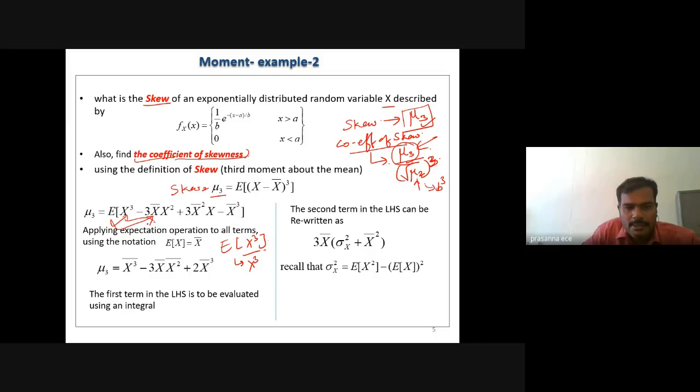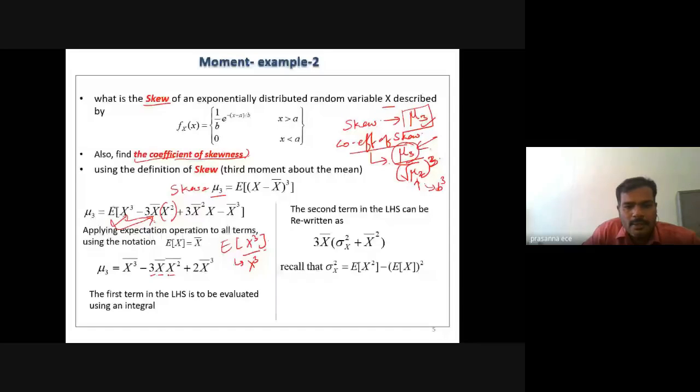Next, minus 3 x bar x square. What is this x bar? X bar is a constant, right? X bar is already an expected value, and taking the expectation of an expected value gives the same constant result. So it is 3 into x bar into x square, and we take the expectation only of this term. It becomes 3 into x bar into x square the whole bar.